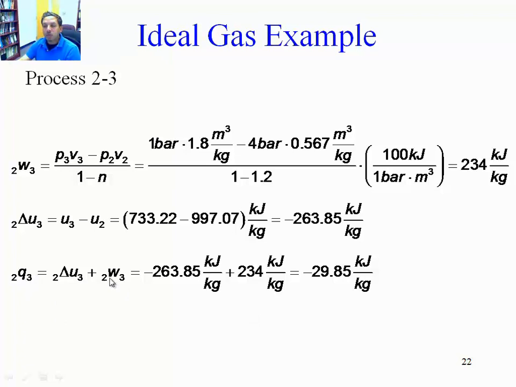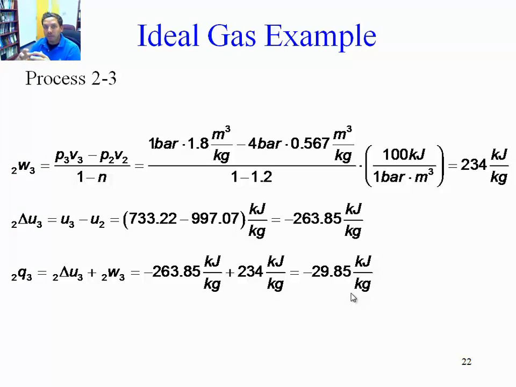First law of thermo again. Heat is equal to delta U plus work. Or seen the other way, delta U is equal to heat minus work. Okay, I'm calculating the heat. Delta U is minus 263.85 and work is 234. And that gives us a net amount of heat in this process from 2 to 3 of minus 29.85. So this is heat rejected, heat waste.